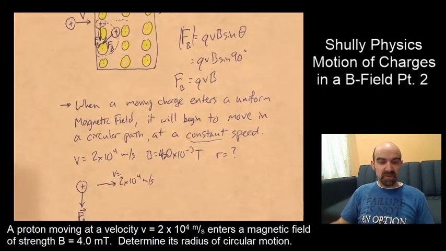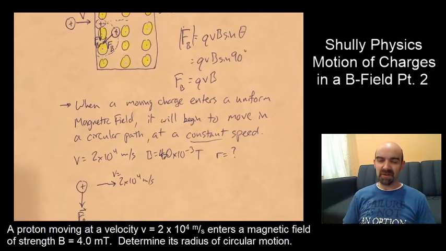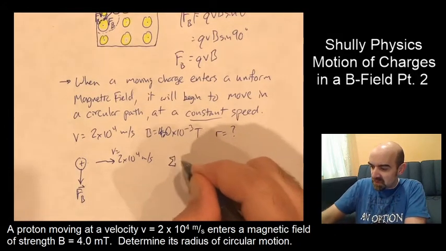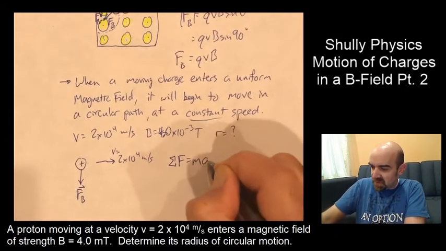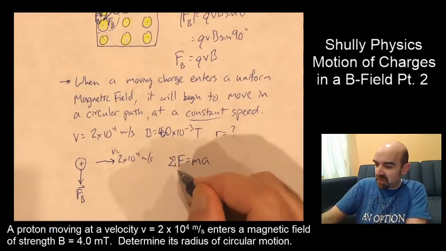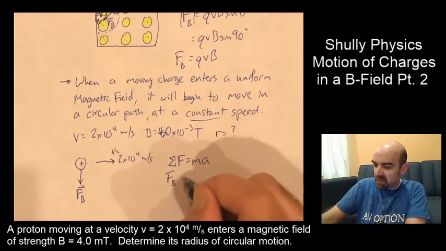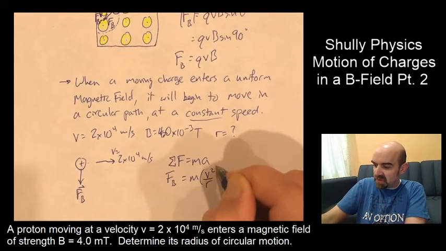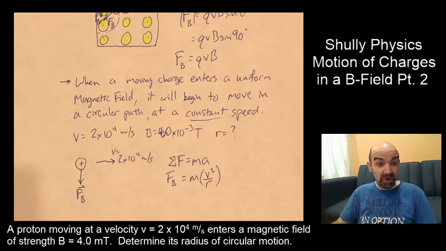Okay, so what do we do to find the radius? Well, if it's talking about circular motion, you might think about applying Newton's second law, F equals ma, where a is going to be the centripetal acceleration. So let's unpack Newton's second law. There it is. Didn't take long to unpack that. Then we have the magnetic force causing a centripetal acceleration. That's where our r comes in.